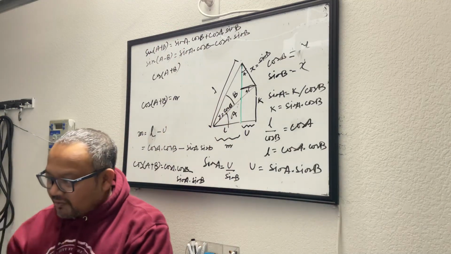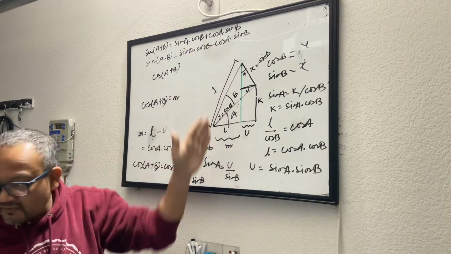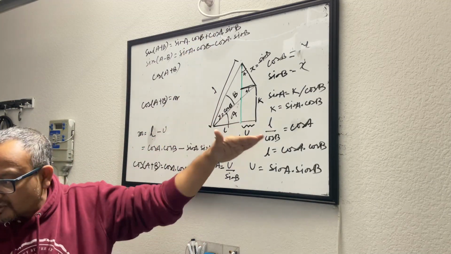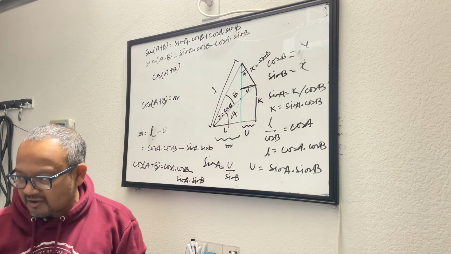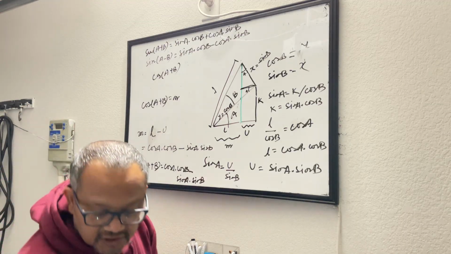Same method, same problem, same approach. In case of sine, you are looking at the vertical length to derive it. In case of cos, you are looking at the horizontal length. Sure? Everybody clear? 100%? Okay. So that derives our conclusion on this one.